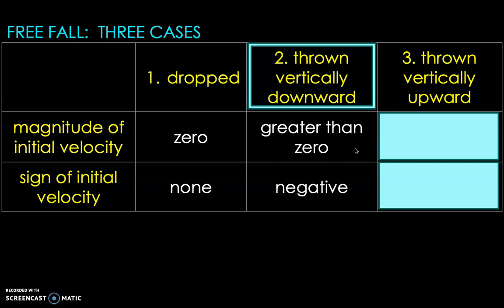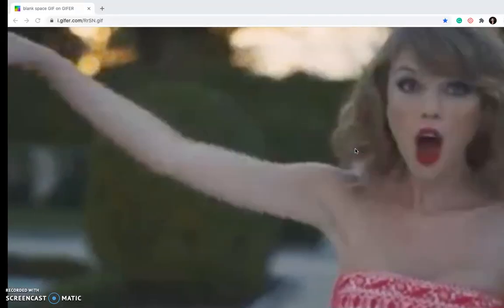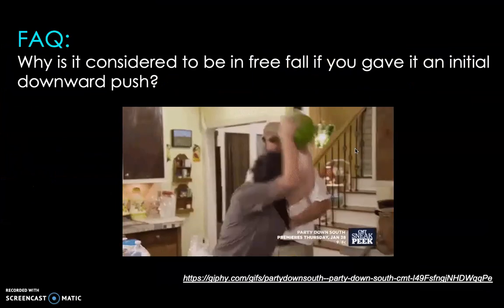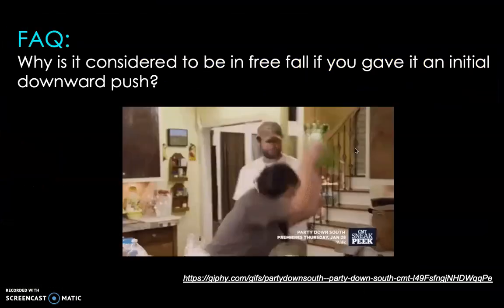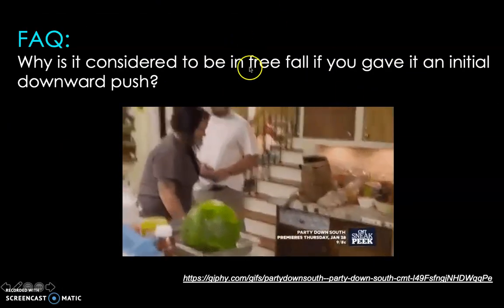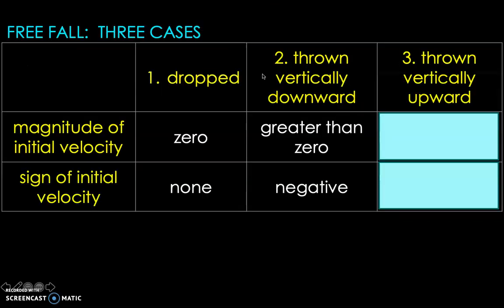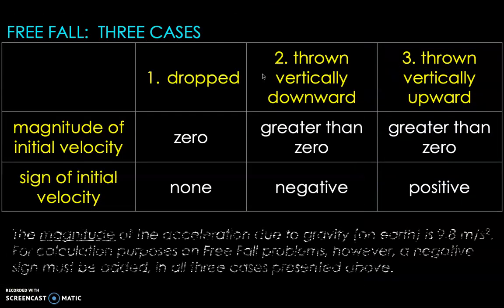And even further, it's going to pick up even more speed due to the gravitational pull, pulling it downward. Okay, so that's how it works. Once again, it's considered to be in free fall once you have let it go, not when you're holding it.